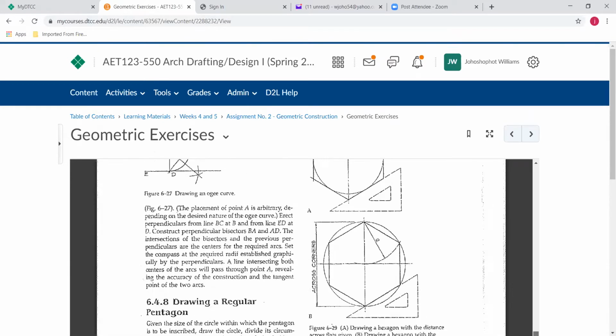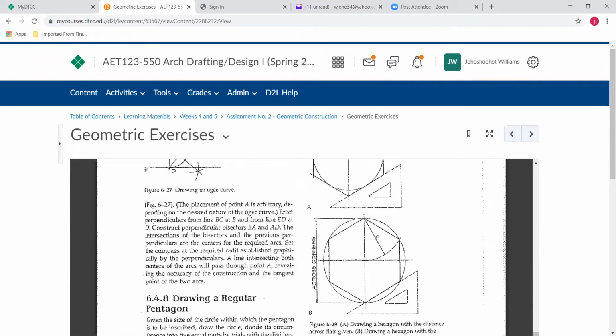Okay, so here's what we're going to be doing. We're going to be drawing a hexagon across corners. That means that the hexagon is inside the circle. Hexagons and octagons are generated by first establishing a diameter of a circle. Okay, so that's why we draw our circles first as part of our setup drawing.